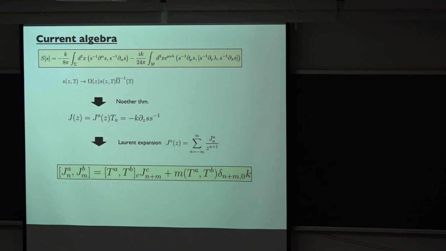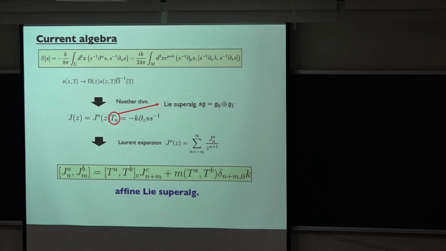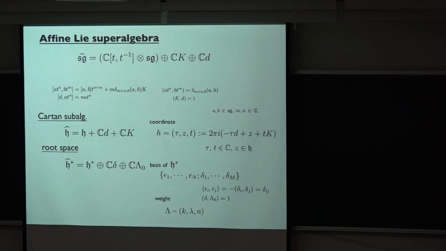So this is known as the affine Lie algebra. But here we are thinking of Lie superalgebras, so this is just a more general case of the affine Lie superalgebra. In order to study this theory, we have to understand a little bit of the representation theory of the affine Lie superalgebra. The affine Lie superalgebra is written as the sum of the loop algebra, the central extension, and the derivation corresponding to this variable t.